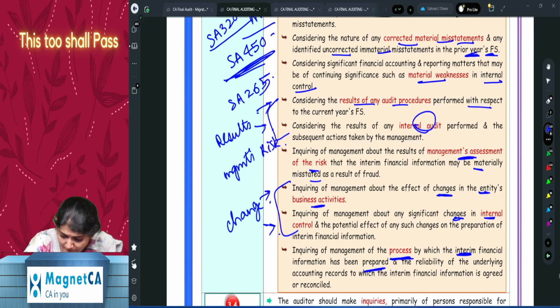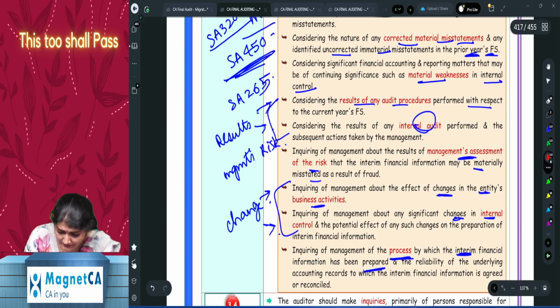So 2 points of result. What are the 2 points of result? Results of audit procedure, results of the internal audit. Then after the results, what are 2 more points over there?